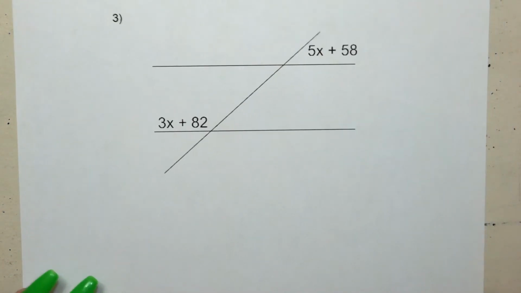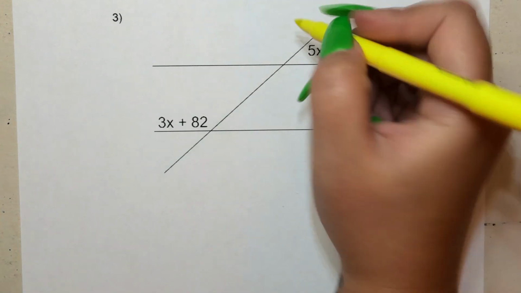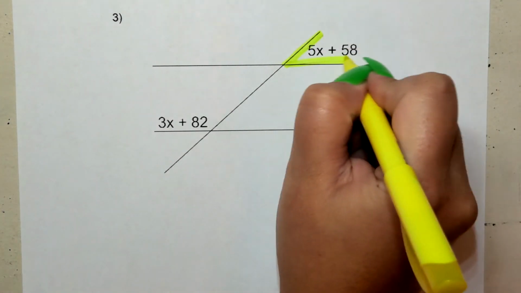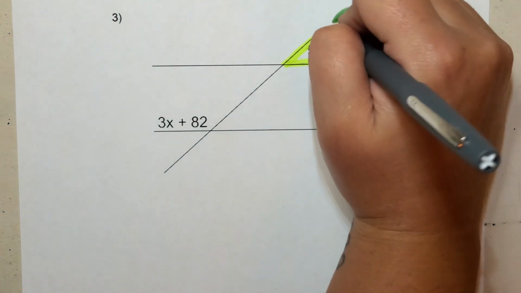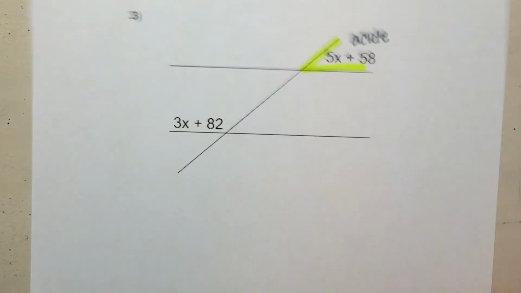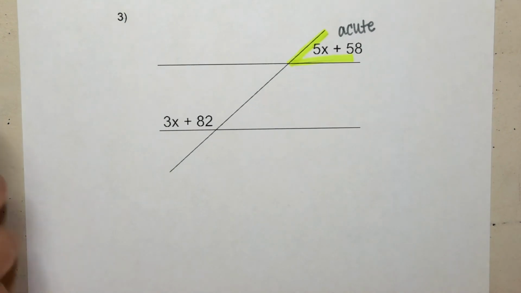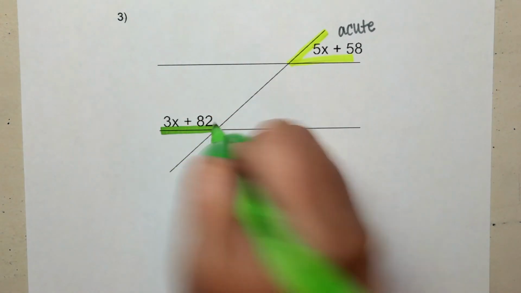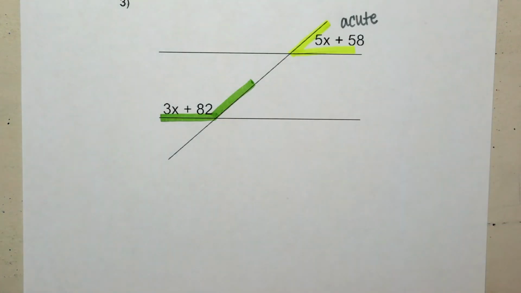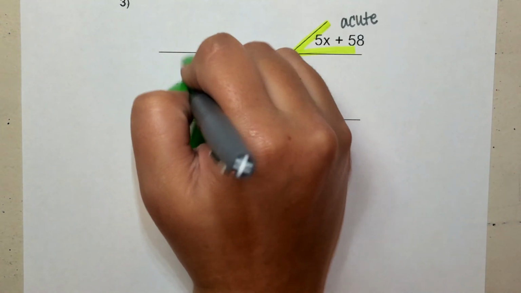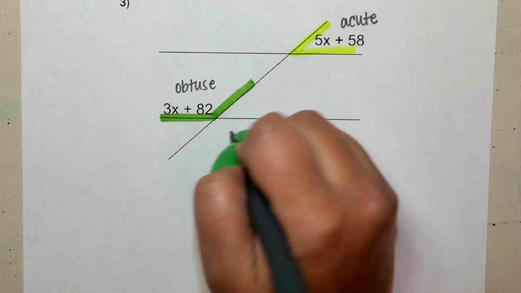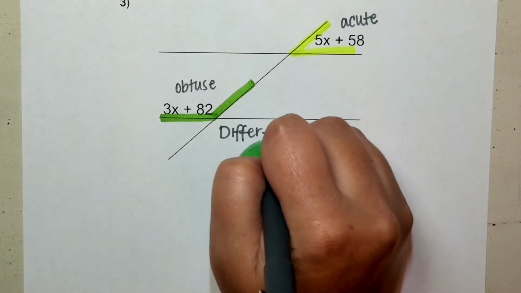Let's move to number 3. It's a little bit different. So again, the same rules apply. First step, I want to figure out if my angles are the same or different. So my first angle is acute because it is less than 90 degrees. My second angle is obtuse. So now I have different angles.